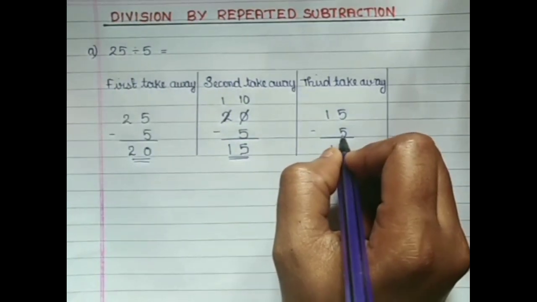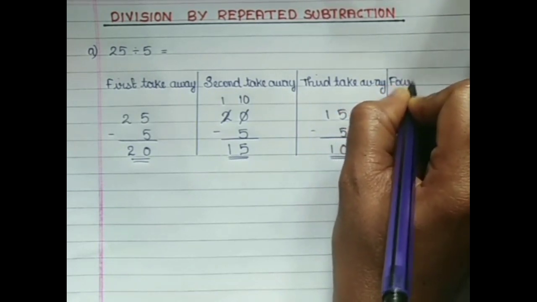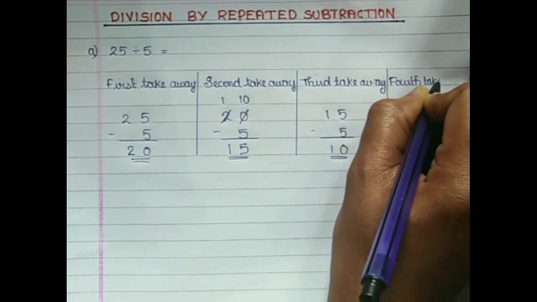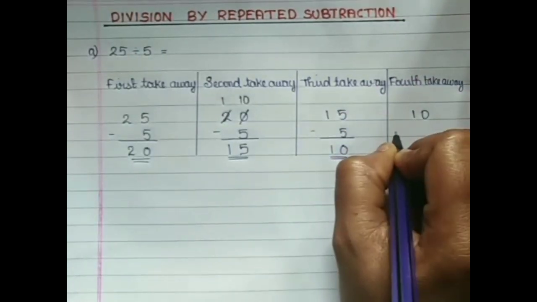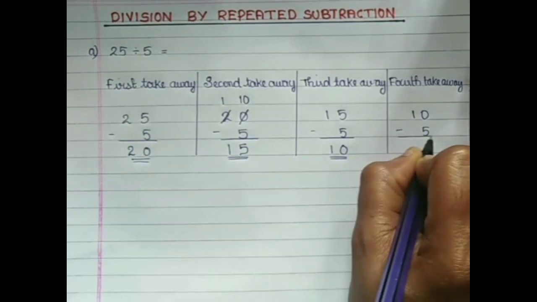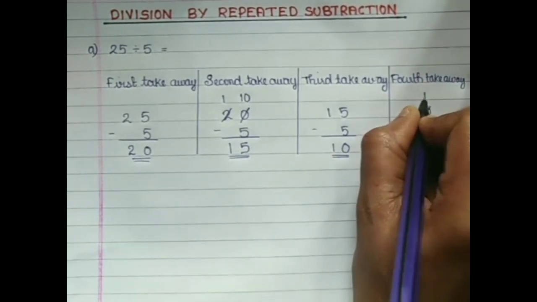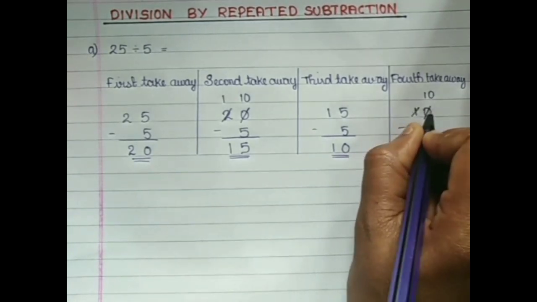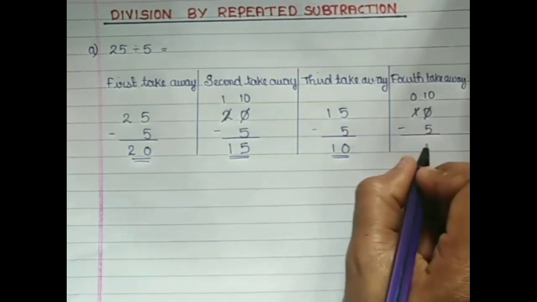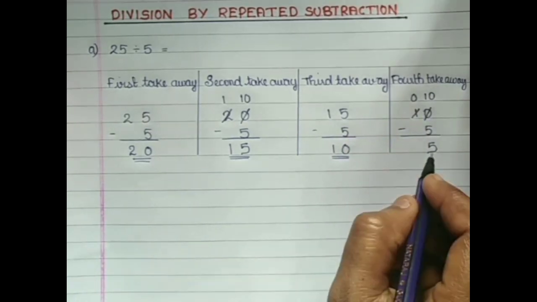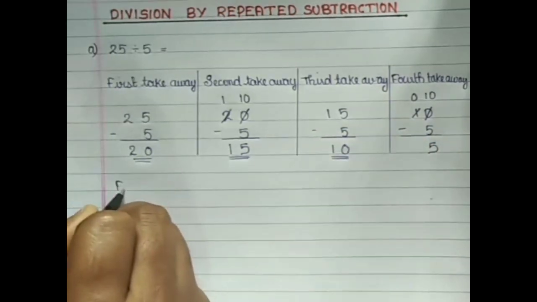Next we have to take away the number 5 from the number 10. So our next step is fourth take away. 10 minus 5. 0 minus 5 is not possible. So we borrow 1 and it becomes 10. Since 1 is borrowed from the number 1, here the number becomes 0. So 10 minus 5, the answer is 5. Now we have to take away the number 5 from the number 5. So our next step is fifth take away.